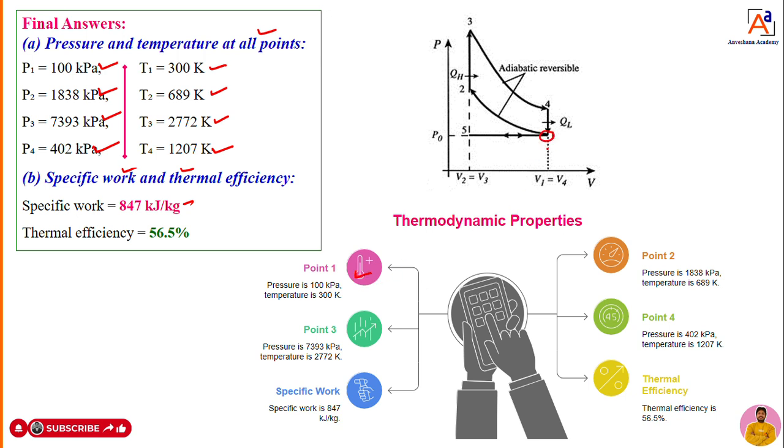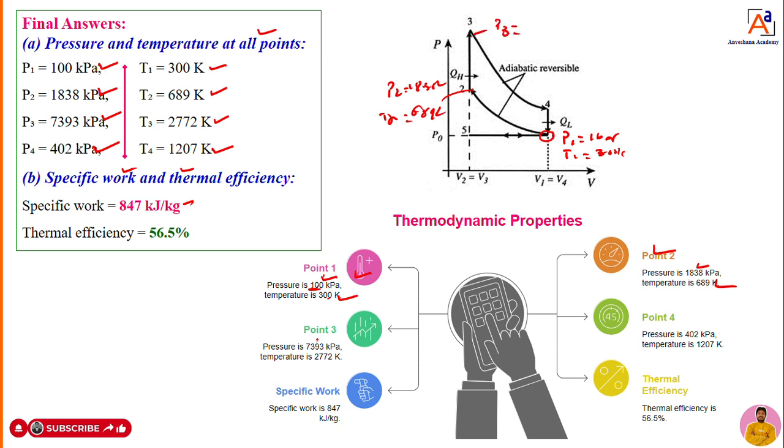At point 1, dear students, how much pressure? Please mention here: P1 is equal to 1 bar. The next, T1 is equal to 300 Kelvin. Similarly, go to the second point, where you can see pressure and temperature. Next, you have to draw the diagram. P2 is equal to 18.38 bar. Then T2 is equal to 689 Kelvin.